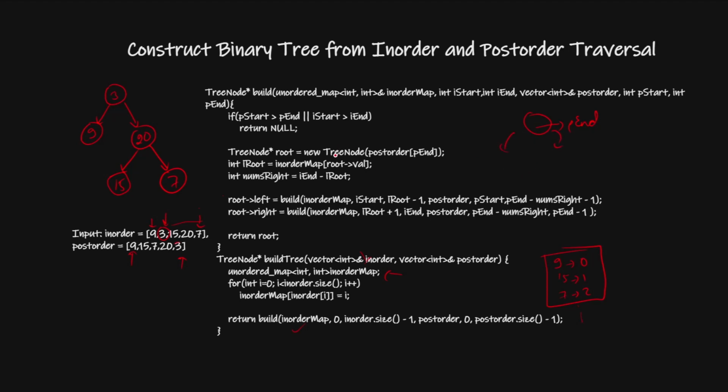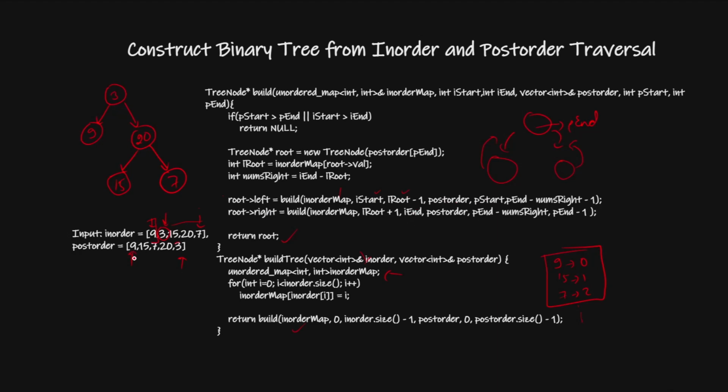Once I get this number of elements, I will go to my left and right call. Because for root I have done. Now I have to call my root left subtree, and whatever comes from it will become my root left. Whatever comes from right becomes my root right, and finally I will return this. So now how I am calling left is, first of all I am sending my in-order map. Then this I start for left. What will be my in-order? In-order will be from I start to I root minus 1.